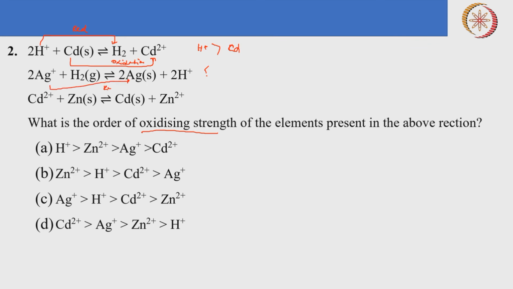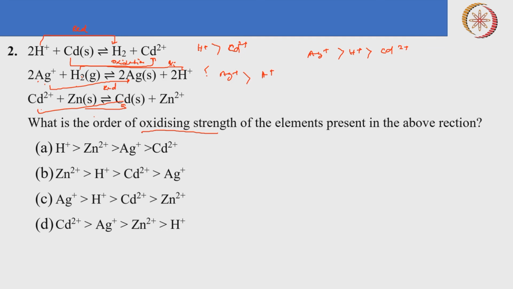Here Ag plus is going to Ag, that is reduction, and H2 is going to H plus, that is oxidation. So Ag plus is oxidizing H2, so the oxidizing power of Ag plus is greater than H plus. From here, Ag plus is greater than H plus, which is greater than cadmium 2 plus.